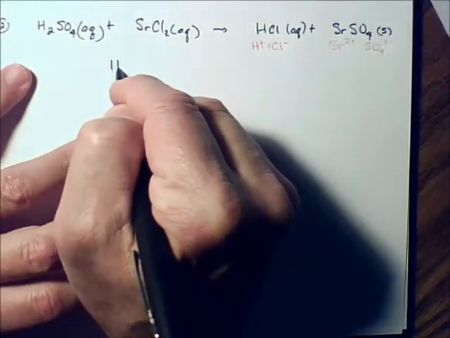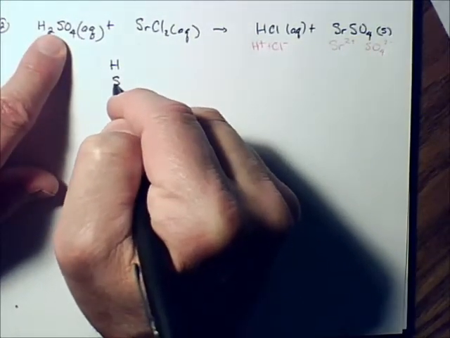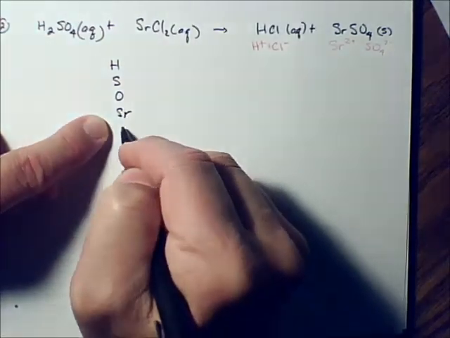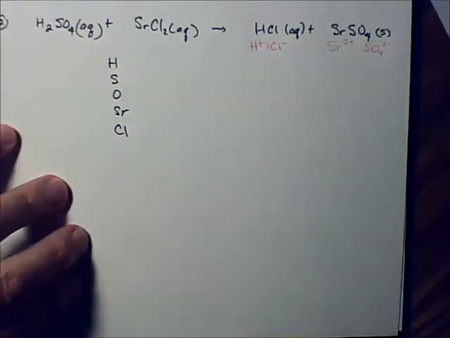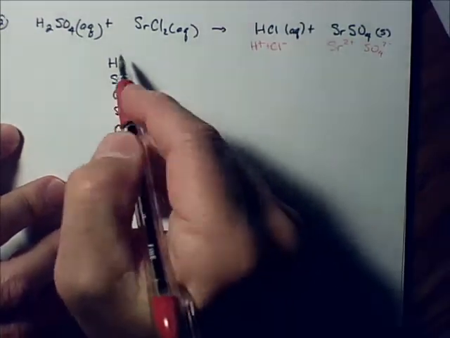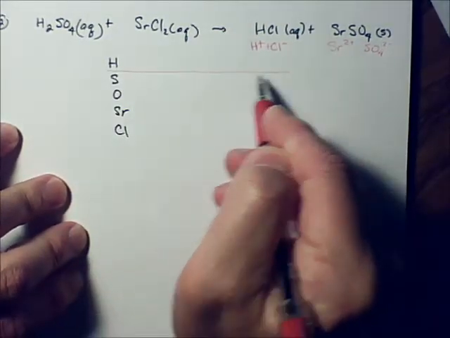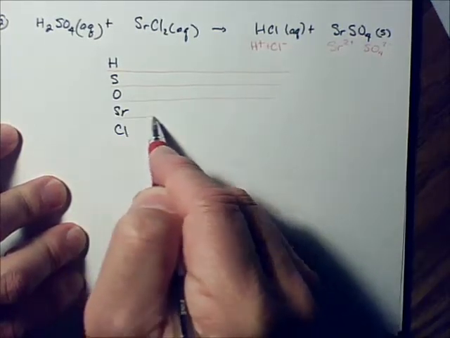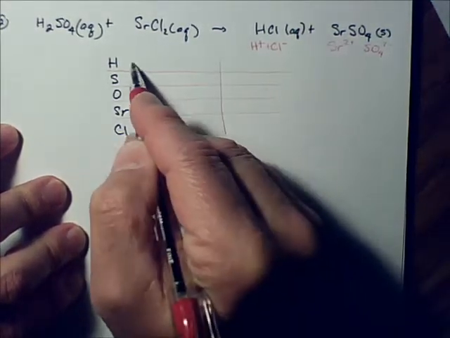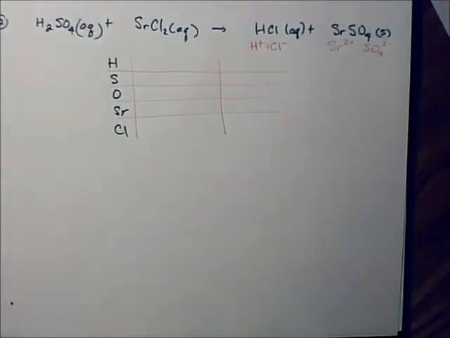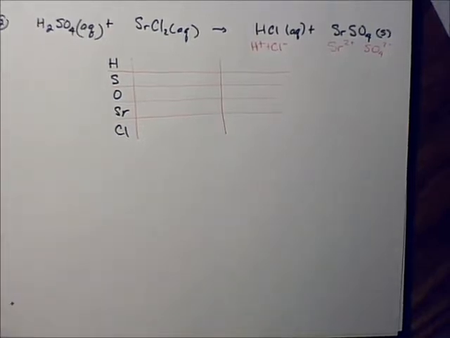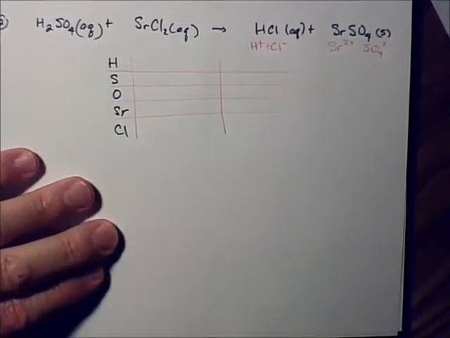So we're going to list all of our elements. We have a hydrogen here, sulfur, oxygen, strontium, and chlorine. I'll make this grid so we can keep our atom inventory nice and neat. The only reason that neatness counts in chemistry is because it helps you do it right. If you get everything all confused, you can't figure things out for yourself, much less me figuring it out.